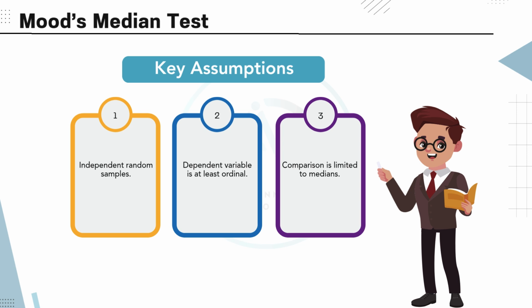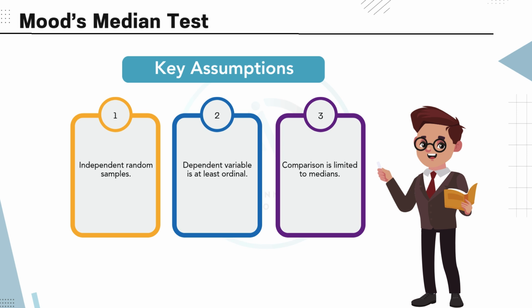One, independent random samples. The test assumes that the groups being compared are independent of each other. This means that the values in one group do not influence or depend on the values in another. Second, the dependent variable is at least ordinal. Mood's median test requires the dependent variable to be measured on at least an ordinal scale. So even if we cannot assume the data is continuous, we need to be able to rank it.